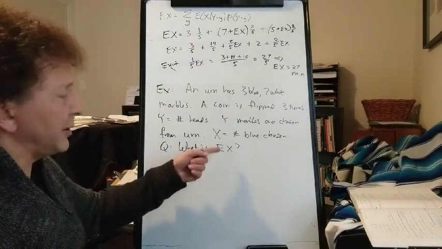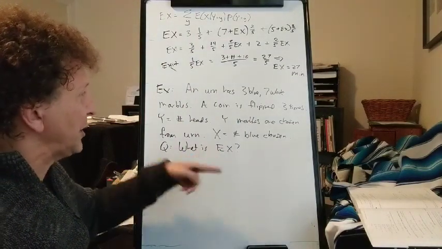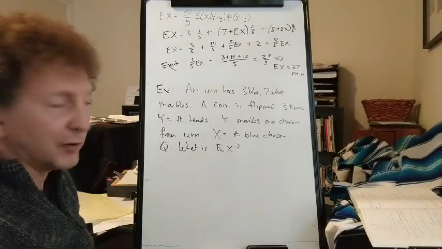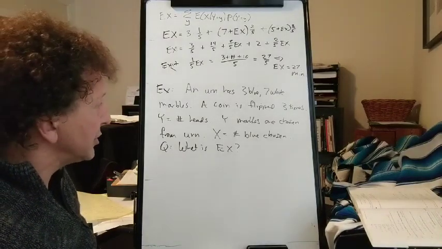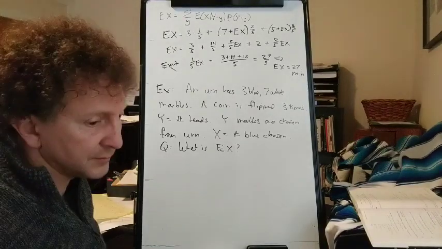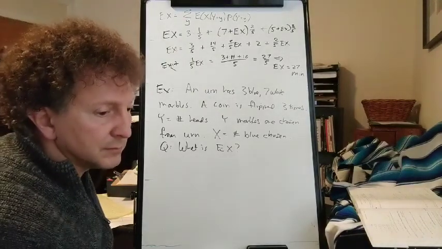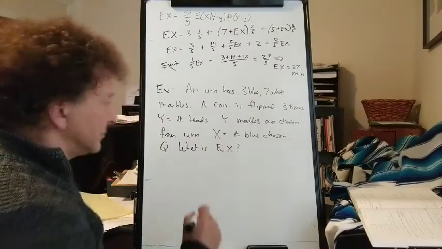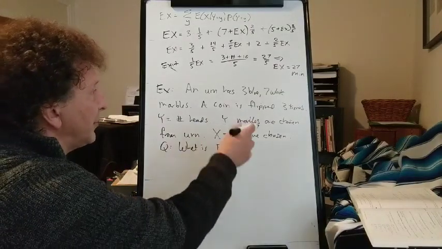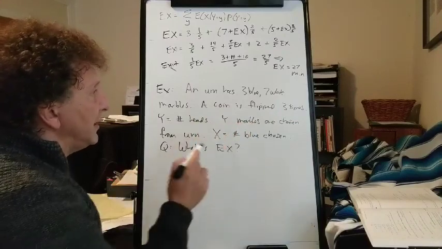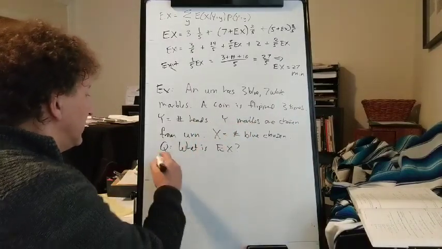So here, the expected value of X is easier to compute if we know how many marbles are chosen from the urn in the first place. So this is a good opportunity to use the conditional expectation identity. So let's see, we're flipping the coin 3 times. So Y could be 0, 1, 2, or 3.